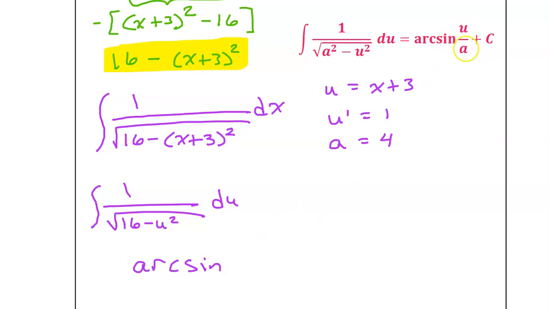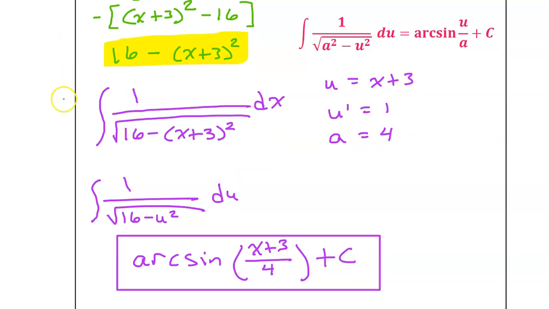Arc secant of u over a. So in this case, that will be x plus 3 over 4. And then constant of integration. So there you go.